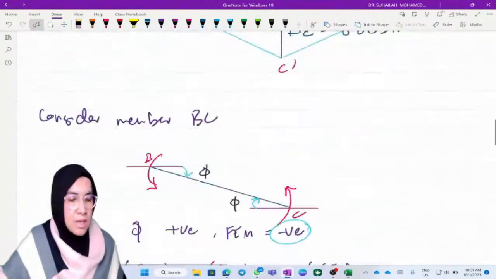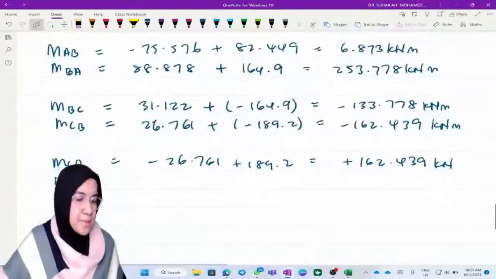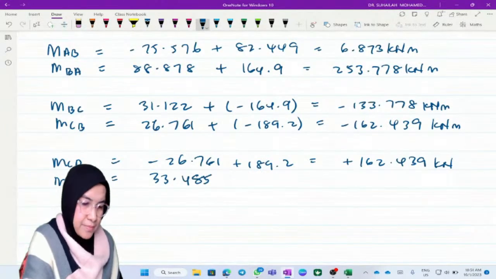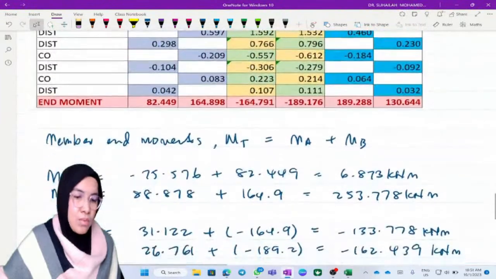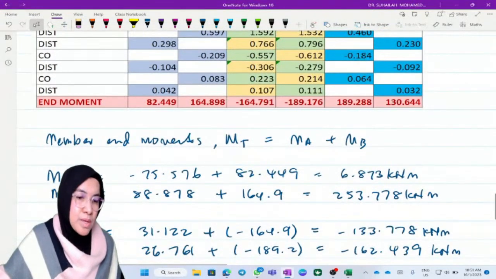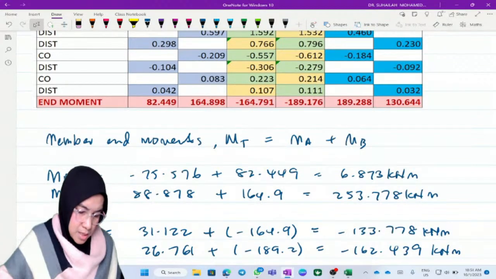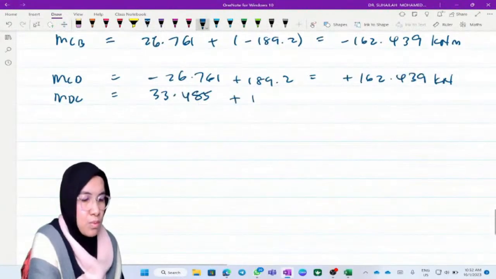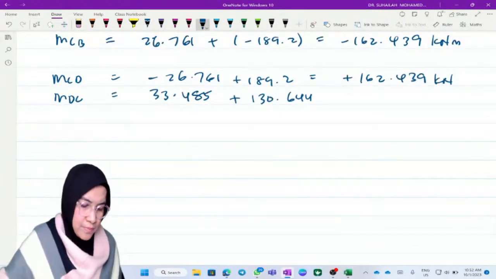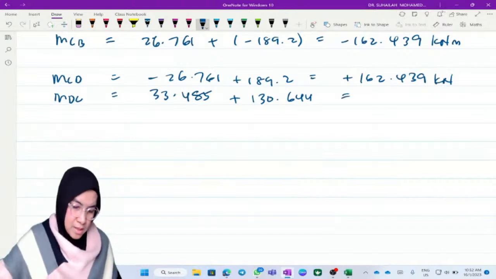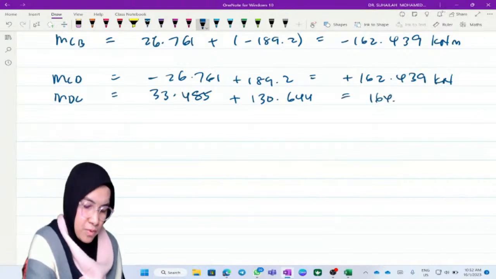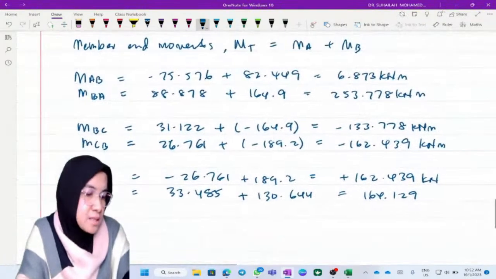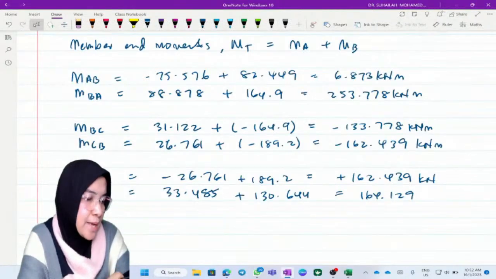And the last value is 33.485 plus 130.644. Okay, we get 164.129. Okay, so we have six member end moments: MAB, MBA.